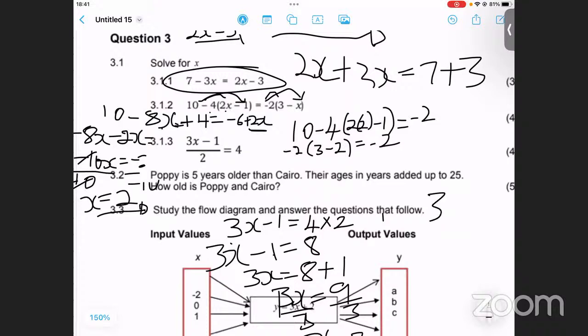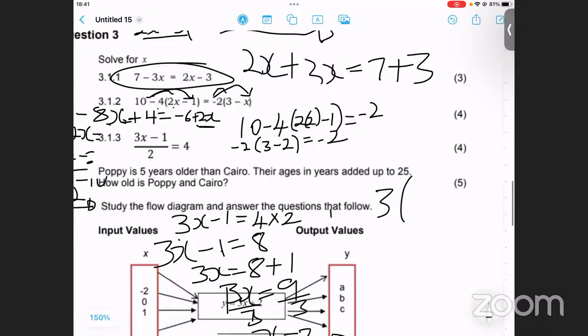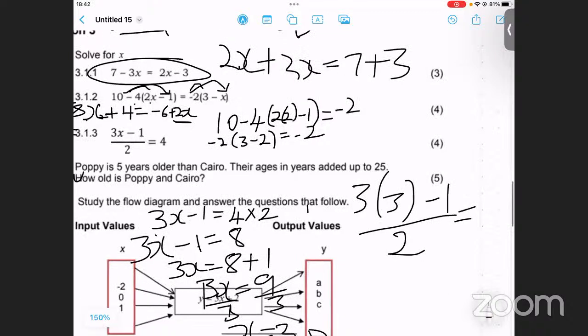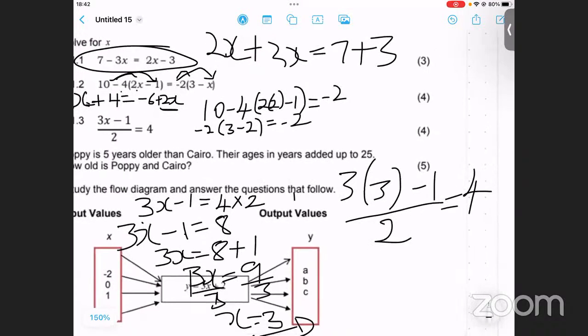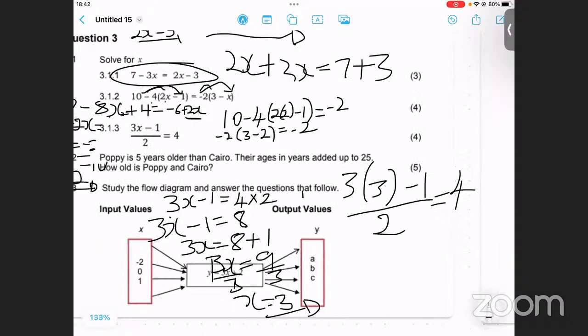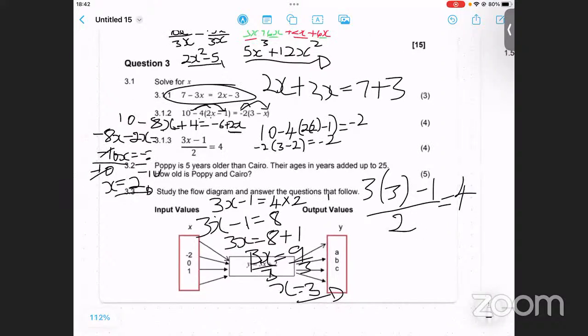Basically, what I'm saying is 3 into 3 minus 1 divided by 2 is equal to 4. Yes, ma'am. Perfect. I see that it is, because 3 times 3 is 9. 9 minus 1 is 8. 8 divided by 2 is 4. So that's correct.